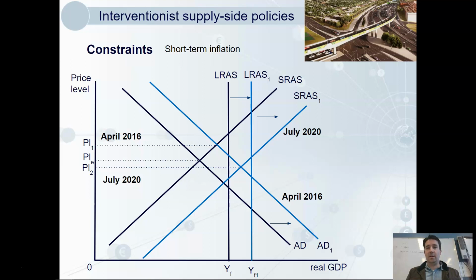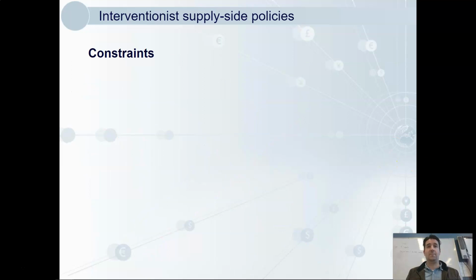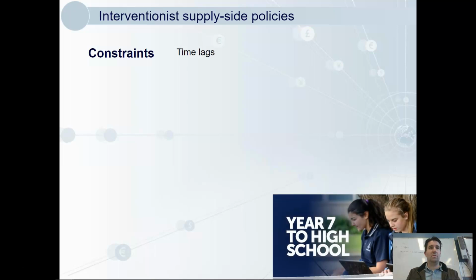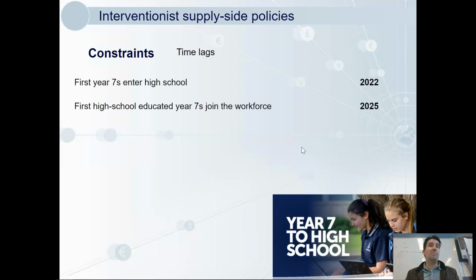Another constraint is the time lags. We saw how long infrastructure can take. That took 4 years. Well, think about investments in education. We've got the year sevens now going to high school. The rationale is that this will improve education for 12-year-olds, but how long until these 12-year-olds hit the workforce? That's a pretty long time. At best, 3 years until they get part-time jobs, but that's not what the government was doing this for.